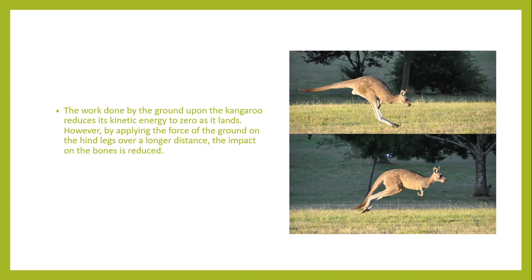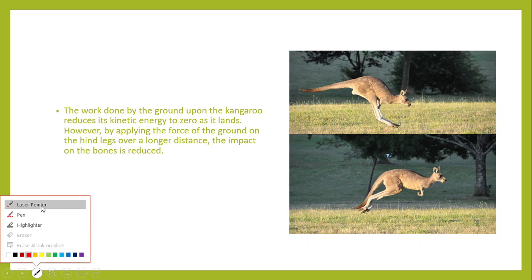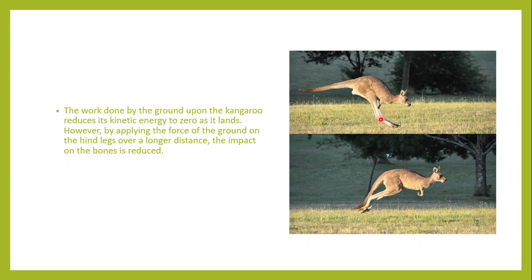One of them is that of this kangaroo. The work done by the ground upon the kangaroo reduces its kinetic energy to zero as it lands. However, by applying force on the ground with the hind legs over a longer distance, the impact on the bones is reduced. That tells us why a kangaroo jumps like that: instead of getting all the strain at one specific joint, it is spread out over these huge feet and the shape of its bones. You can also see that the legs are tilted, not straight like human legs. That's also because it reduces the impact.